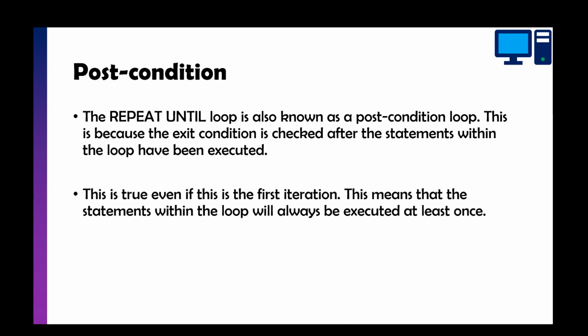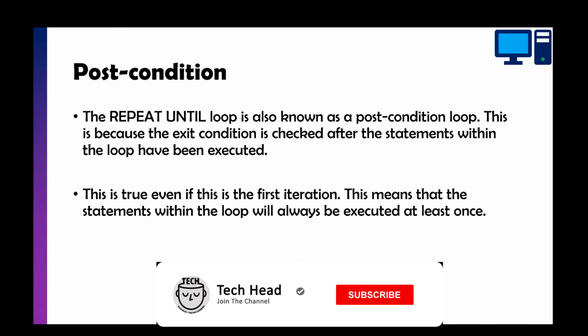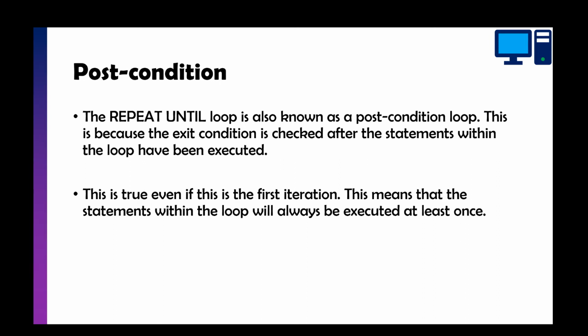Now, as I've said, the repeat until is known as a post-condition loop. This is because the exit condition is checked after the statements within the loop have been executed. And this is even true if it's the first time the loop's been executed. So this means that the statements within the loop will always be executed at least once, whereas with the while loop, you may never actually execute any of those statements.